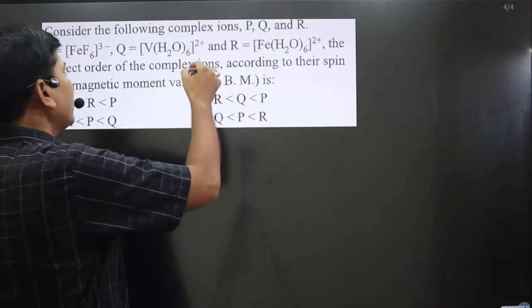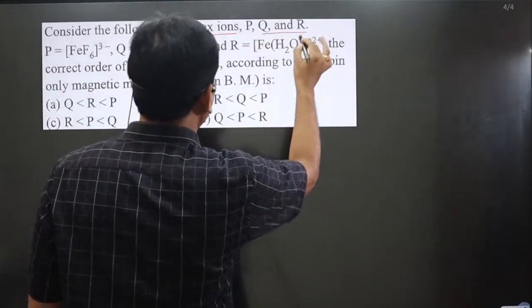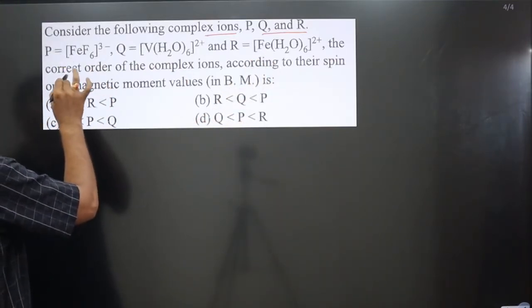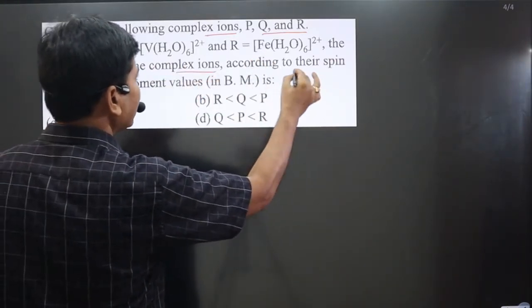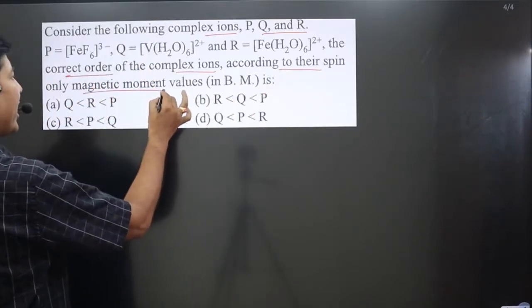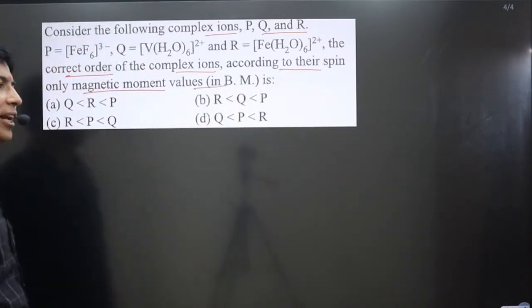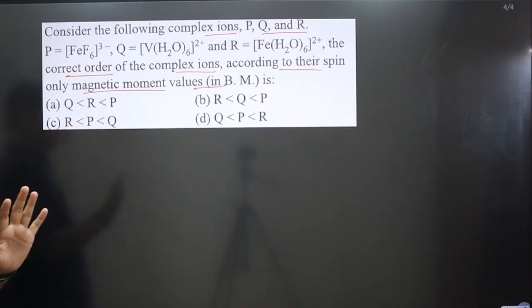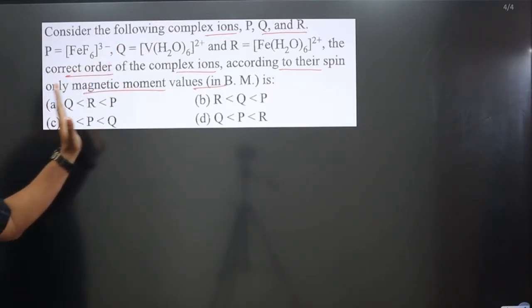The question says consider the following complex ions P, Q, R. You can see the following complexes are given here, and it asks for the correct order of complex ions according to their spin only magnetic moment values in Bohr magneton. We have to calculate the spin only magnetic moment for these complexes, and then arrange them in order.